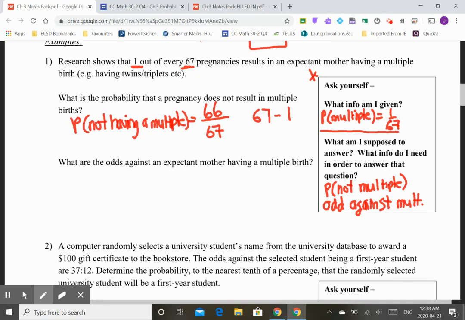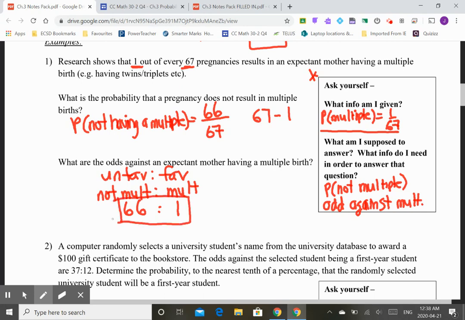Let's talk about odds against. Odds against compares unfavorable to favorable. More specifically for this question, we are comparing not having a multiple to having a multiple. How many pregnancies result in a multiple? That was 1. How many pregnancies result in not having a multiple? That was 66. So remember, odds does not use the total, just the favorable versus the unfavorable, or in this case, unfavorable versus favorable. And there are your odds.